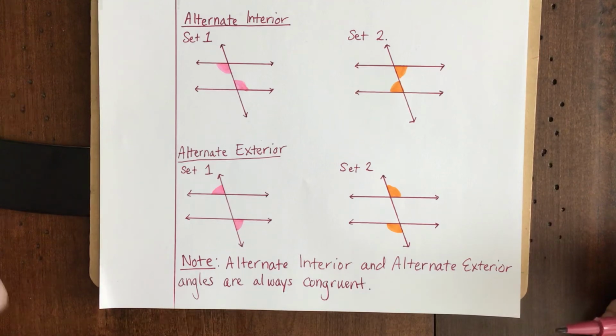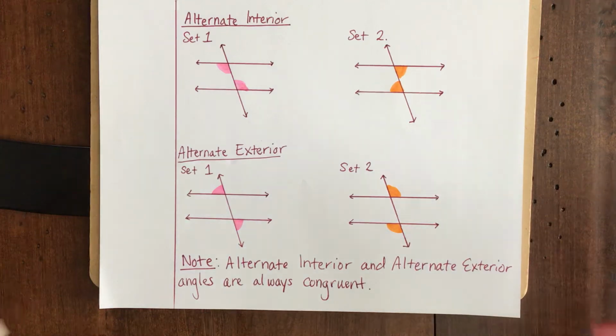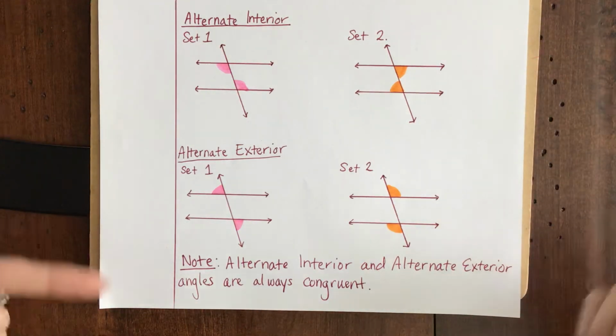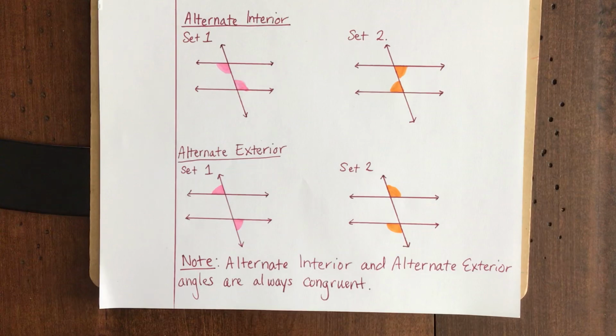So today you're going to work on an IXL code, and it's just going to have you identify those alternate exterior and alternate interior angles. And if you forget, you can just pull this out and have this in front of you so that you can double check and make sure that you're doing it correctly.